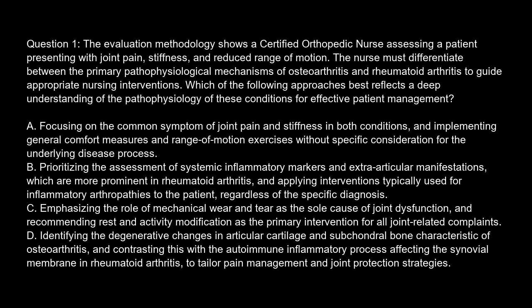Option C. Emphasizing the role of mechanical wear and tear as the sole cause of joint dysfunction, and recommending rest and activity modification as the primary intervention for all joint-related complaints. Option D. Identifying the degenerative changes in articular cartilage and subchondral bone characteristic of osteoarthritis, and contrasting this with the autoimmune inflammatory process affecting the synovial membrane in rheumatoid arthritis to tailor pain management and joint protection strategies.